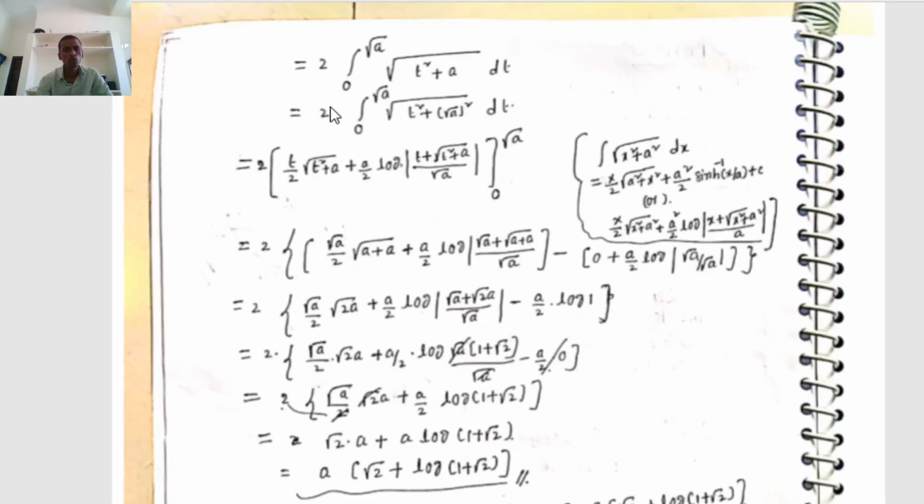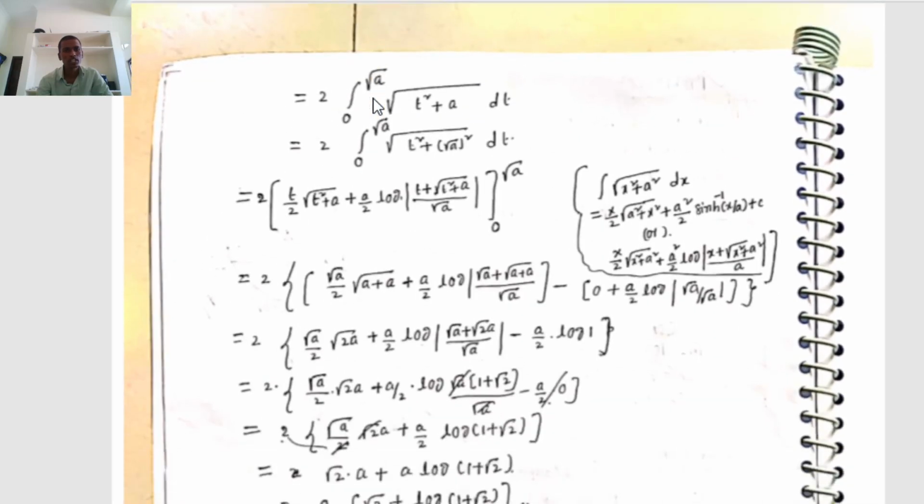Next, for the lower limit we substitute y equals 0, which implies t square equals 0, so t equals 0. Therefore the limits on t are 0 to root a. The integral becomes the integral from 0 to root a of the square root of (t square plus a) by t, into 2t dt. The t's get cancelled, and taking 2 outside the integration, we get 2 into the integral from 0 to root a of the square root of t square plus a, dt.